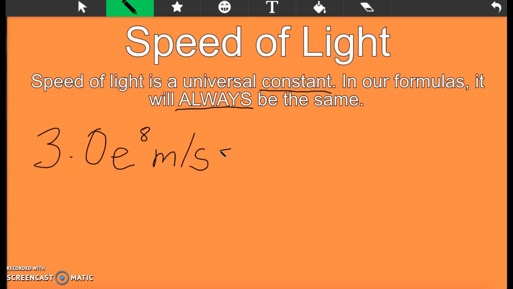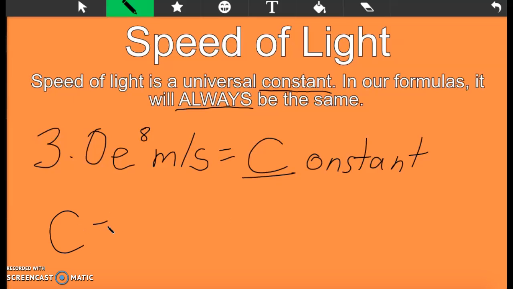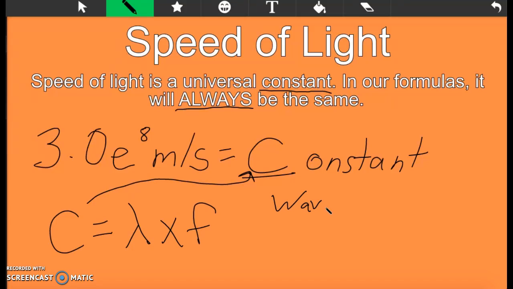Now, since it's constant, for that symbol, we're going to use C. C for constant. Crazy, right? So our symbol is going to be C. Now, our formula for calculating wavelength and frequency is going to be C, constant, equals lambda times F. Now, C was our constant. Lambda is wavelength.